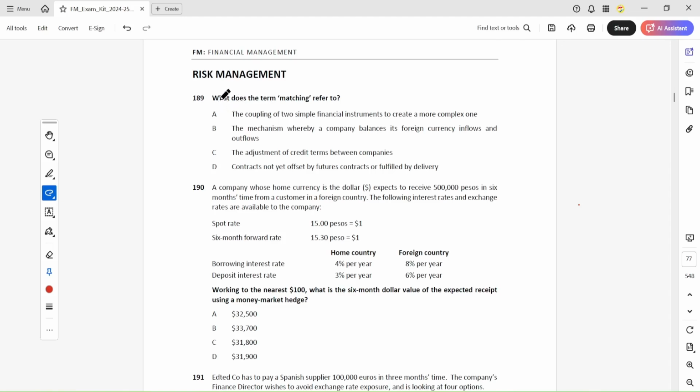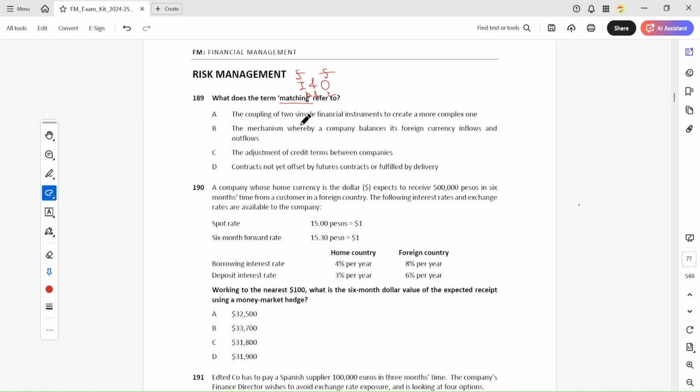Okay, let's do the first one. What does the term matching refer to? Matching means the inflow and outflow of the same currency. For example, if you have pounds, you have to match with pounds. Or I can say that matching is matching assets and liabilities.